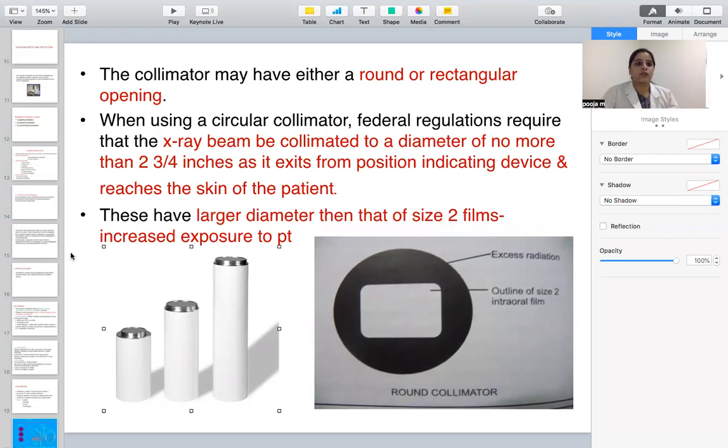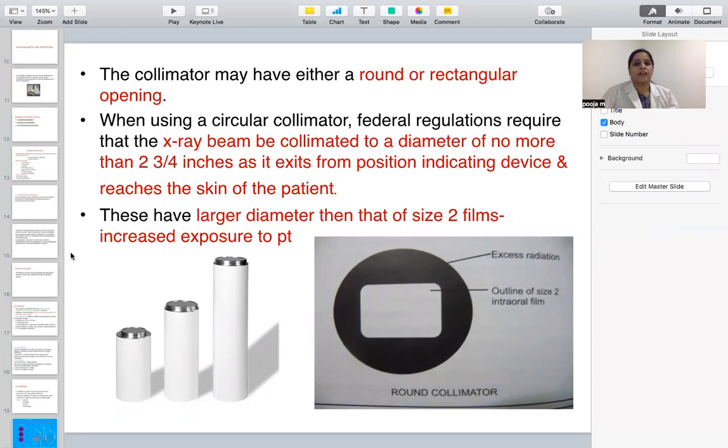Why? With the use of this circular collimator, the federal regulation has stated that the diameter of the collimated rays should not be more than 2 3/4 inches as it exits the position indicating device and when it reaches the skin of the patient. So it should not exceed a diameter of 2 3/4 inches. With the use of the circular collimator, the diameter of this X-ray beam is a little bit more than this mentioned dimension, that is 2 3/4 inches.